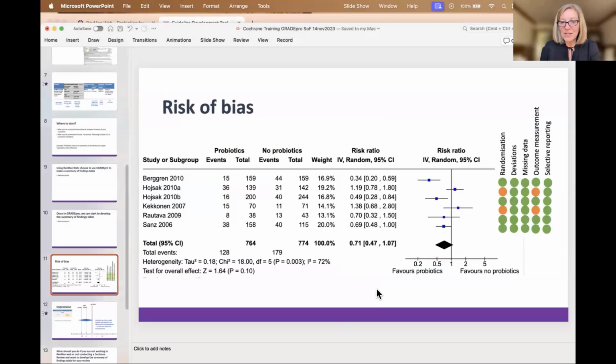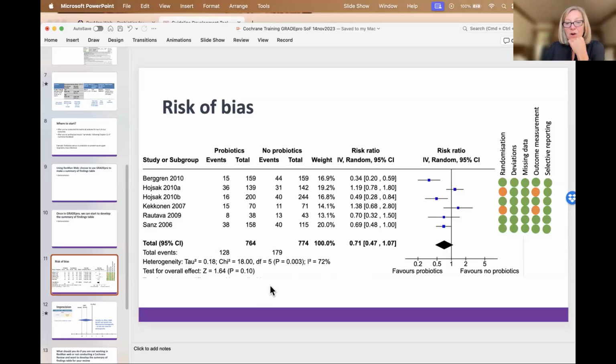And I'll go back to the slide. Imprecision, basically, we are interested in how many people or events are in those studies, and we're also interested in how wide our confidence interval is. If we look at our rules of thumb for imprecision, generally we say we need to have, for a dichotomous outcome, more than 300 events. And in this case, we do. But our confidence intervals are still quite wide.